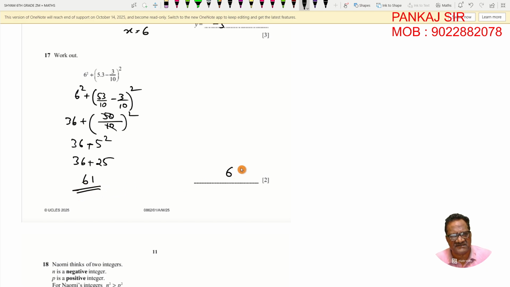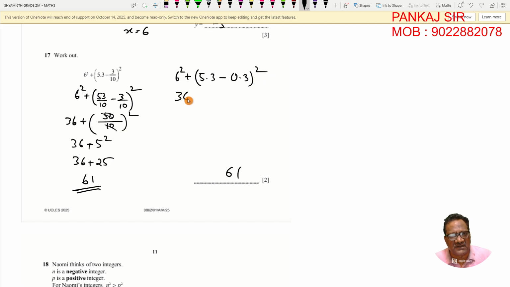Final answer is 61. Okay. Now this we could have done in another way also. 6 square plus 5.3 minus, now instead of converting this decimal into a fraction, we can convert this fraction 3 upon 10 into a decimal and make it 0.3. It will become minus 0.3 the whole square, right?